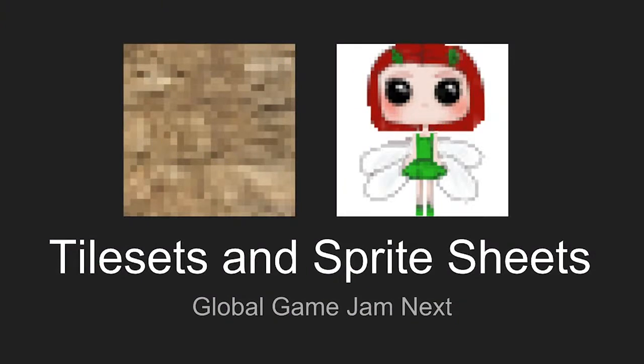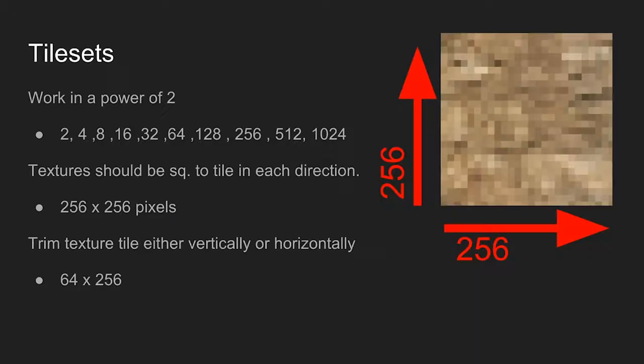In this video, we're looking at tile sets and sprite sheets. So what's a tile set? Well, in short, it's all the images used to be able to make the game space. To the right is an example of one that's 256 by 256 pixels.